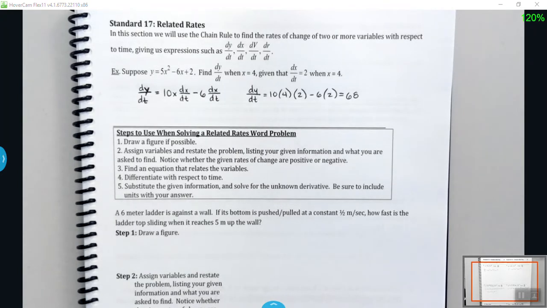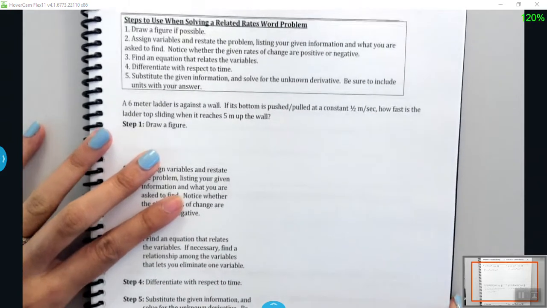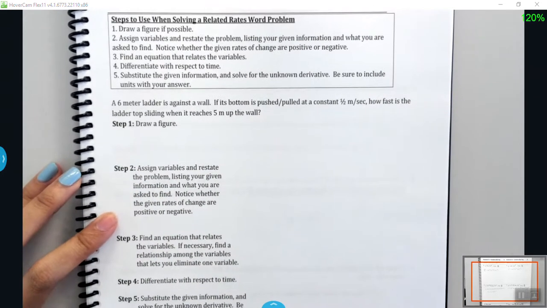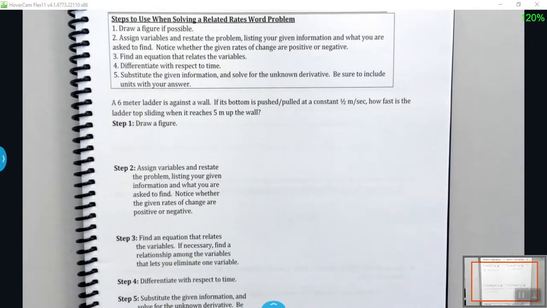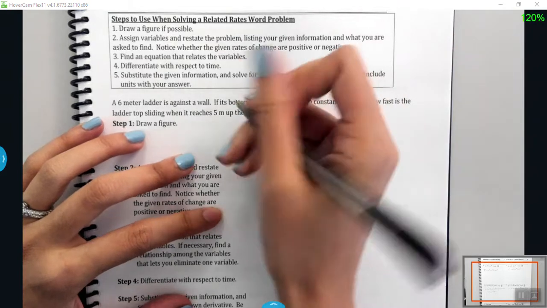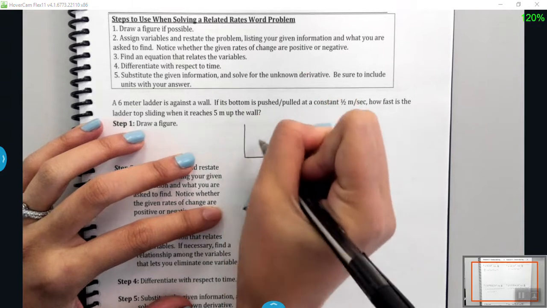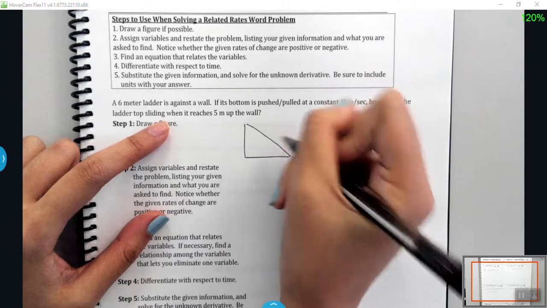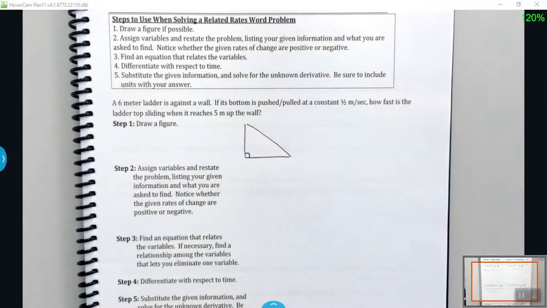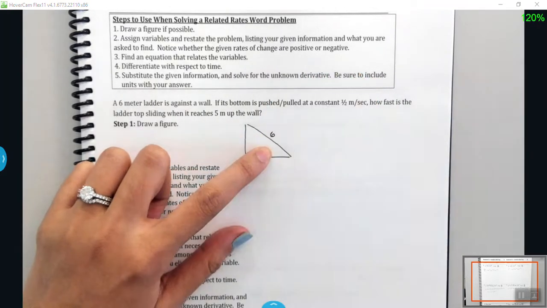But now we're going to add in the word problem stuff to it. So the hardest part is making an equation. So here's what I want you to do. We're going to do this one. We have a 6-meter ladder leaning against a wall. Okay, so we always want to draw a picture of what's going on first. So we have a picture of our ladder. Here's our ladder right here. And it's leaning up against a wall. So it makes a right angle. And it's a 6-meter ladder, so 6 is right here.